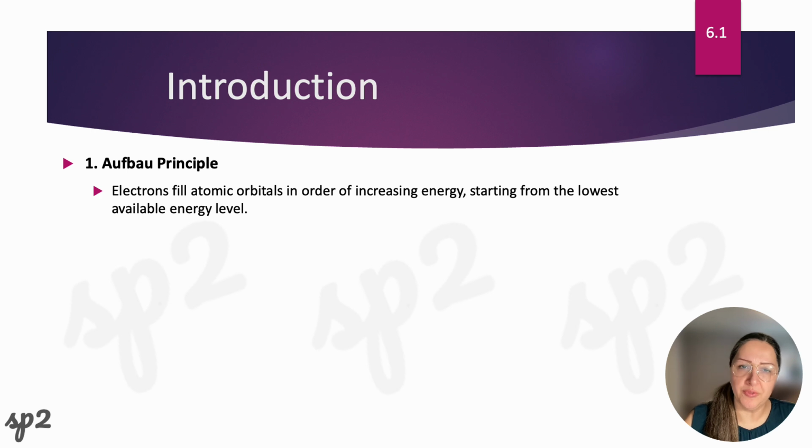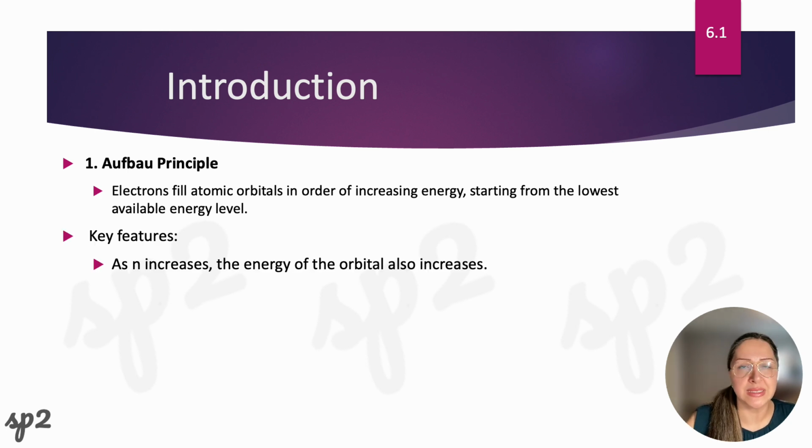Starting with your first principle, which is the Aufbau principle. Thinking about your atomic orbitals, if you try to add electrons to your atomic orbitals, it must be in the order of increasing energy. You start from the lowest one that is available, and then you can add more and more as you progress. There are going to be a couple of key features.